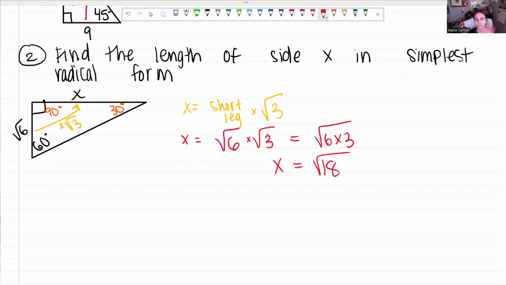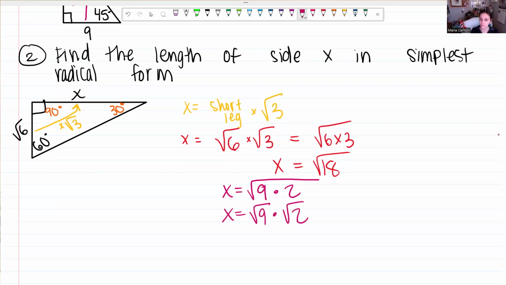I know that 18 is 3 times 6, so I could factor tree this, or I could think about the fact that 18 is also 2 times 9. So x is equal to the square root of 18, which is really like the square root of 9 times 2. Now I can split it up across the multiplication. This is the square root of 9 times the square root of 2, and the square root of 9 simplifies to 3. So x is 3 times the square root of 2.